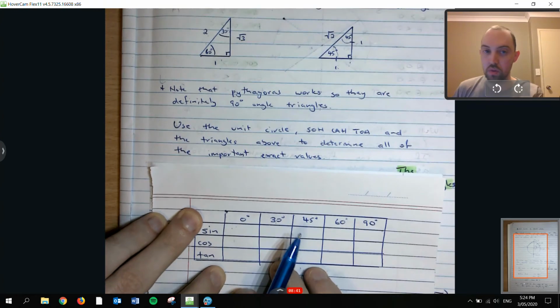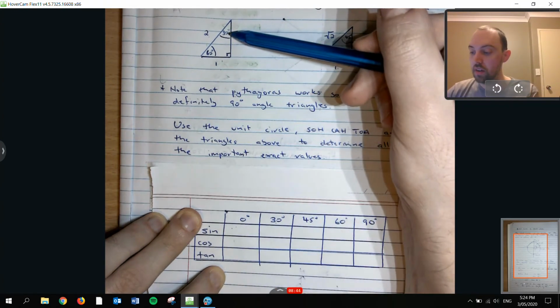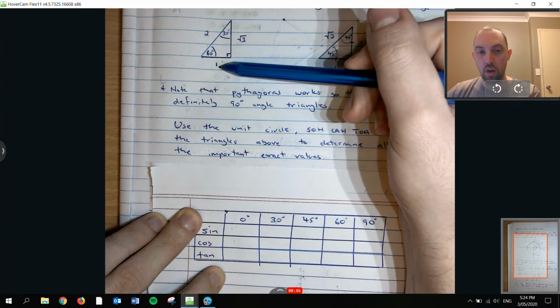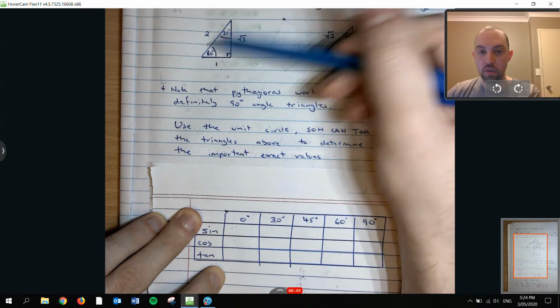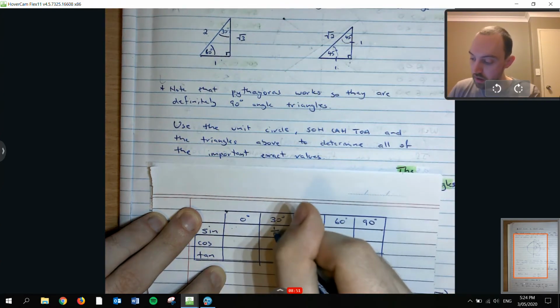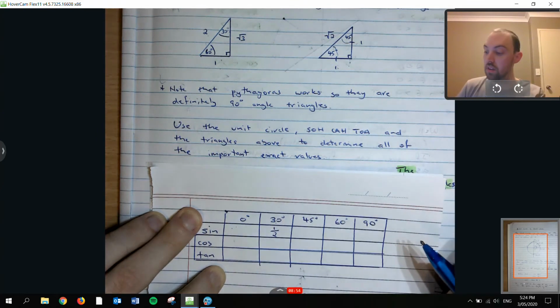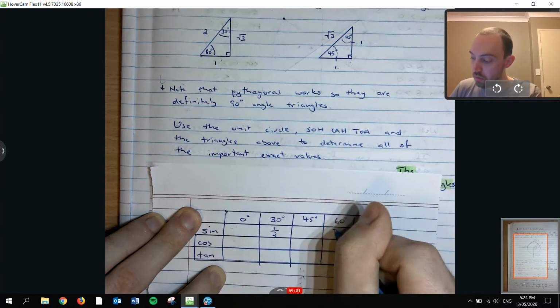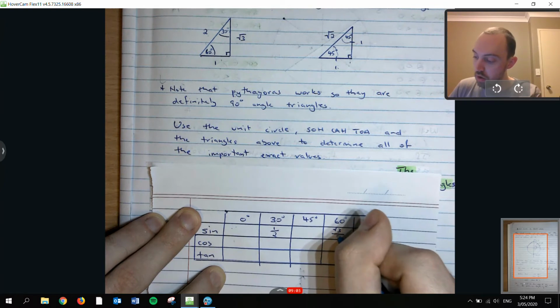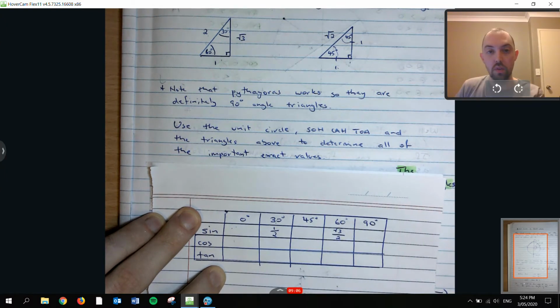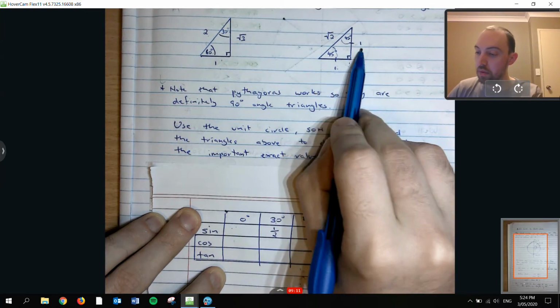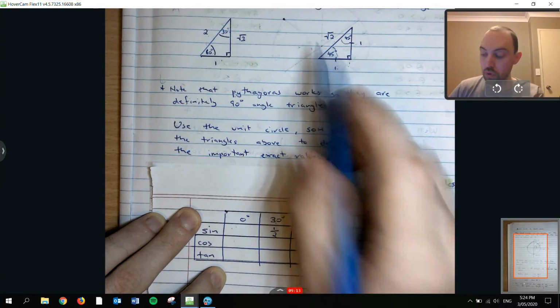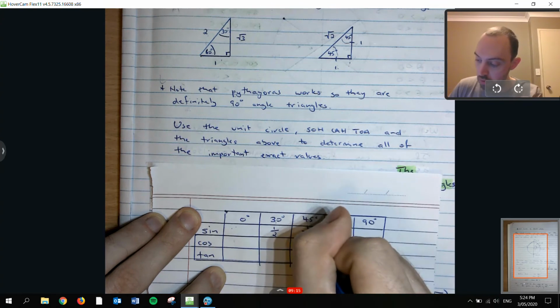So go to our triangles, we look at 30 degrees. Sine is opposite over hypotenuse. So sine of 30 degrees is a half, and you might remember that from the other videos that we've done before. Okay, but sine of 60 degrees, opposite the 60 is root 3 over 2, and we get those values there. Sine of 45 degrees, opposite is 1, hypotenuse root 2, so 1 on root 2.